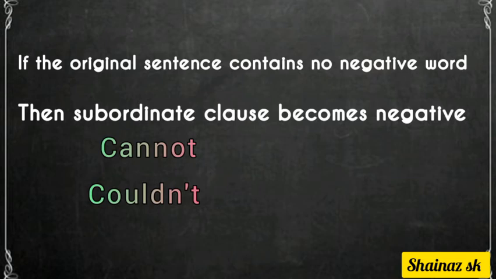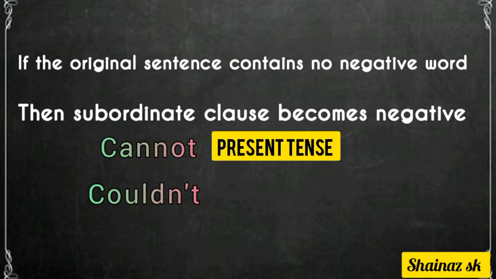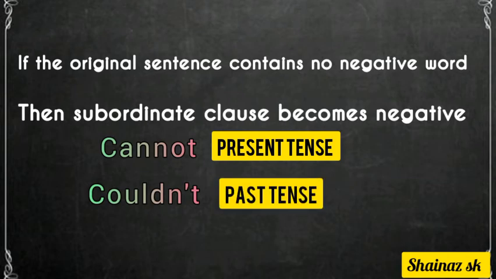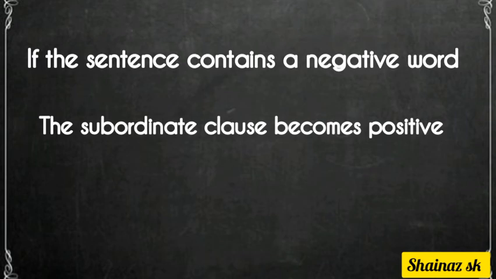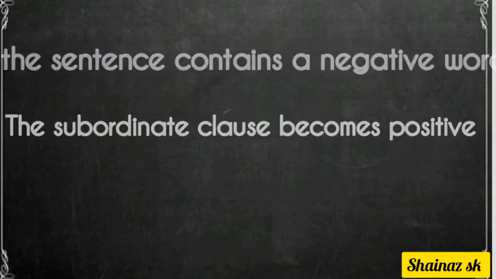If the sentence is in the present tense, then we will use "cannot", and if the sentence is in past tense, we will use "could not". One more point I want to add in this, that if the sentence contains a negative word, the subordinate clause becomes positive. Okay children, let us see some example sentences to get a clear idea about it.